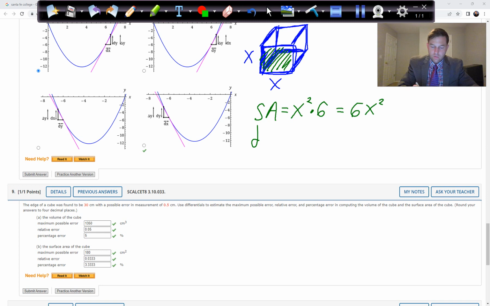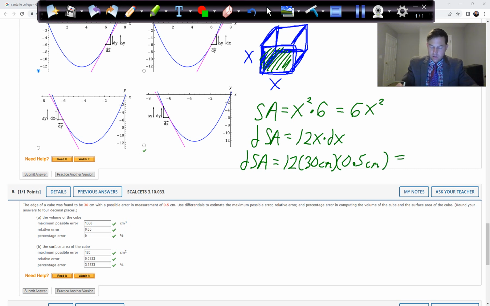Just like before, we're going to find differential surface area, which would be 12x times dx. We have the same numbers: x was again 30 centimeters, and dx was again 0.5, half a centimeter. So the maximum differential surface area is 180. Now notice, area only has units of something squared, so this is centimeters squared.